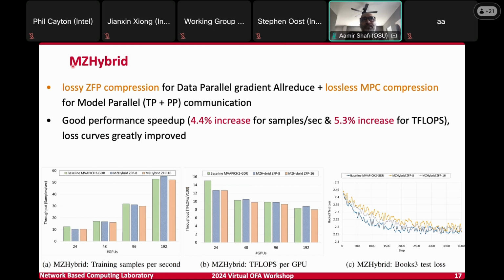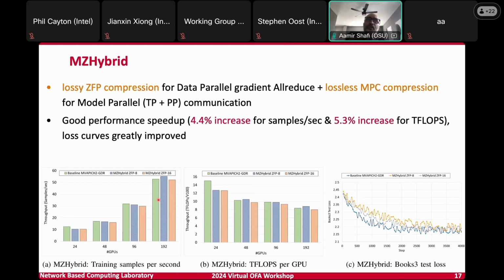So MZ hybrid was that for all reduce, we are using ZFP lossy compression, right? But for tensor parallelism and pipeline parallelism, we are using lossless. And as we can see here, I'll start with the accuracy chart, and you can see that the 8-bit version and the 16-bit version are actually coming very close to the blue baseline, which basically suggests that the accuracy is acceptable in this case.